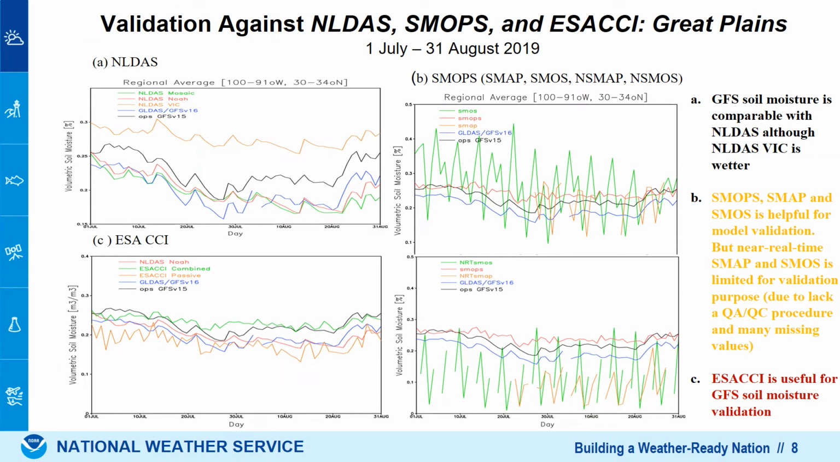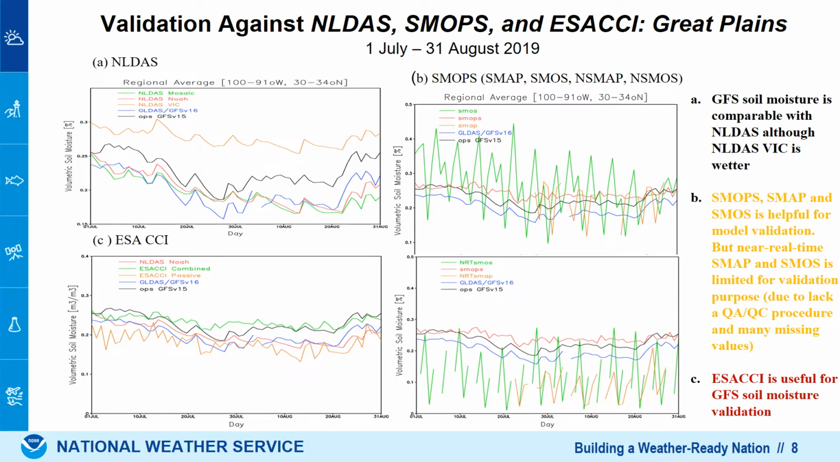This slide shows validation against NLDAS, SMOPS, and ESA-CCI for Grant Plain. The top panel shows NLDAS validation. The black line is GFS V15. Blue line is GFS V16. And the green line is Mosaic. Red line is Noah, and the orange line is VIC. The results show GFS soil moisture is comparable with NLDAS, although NLDAS VIC is better.